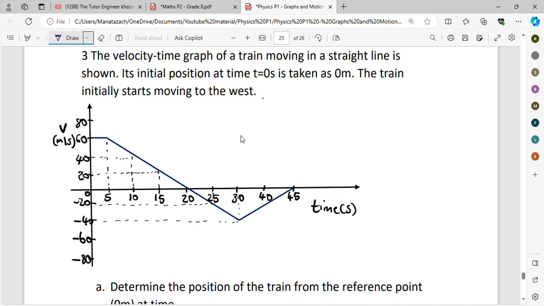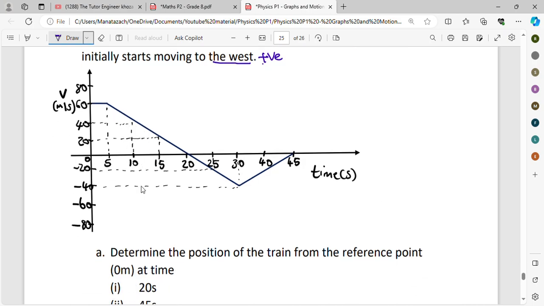We are continuing with graphs and motion in one dimension. Let's start with today's lesson. The velocity time graph of a train moving in a straight line is shown. Its initial position at time equal to 0 seconds is taken as 0 meters. The train initially starts moving to the west, so we'll take the west as the positive direction.